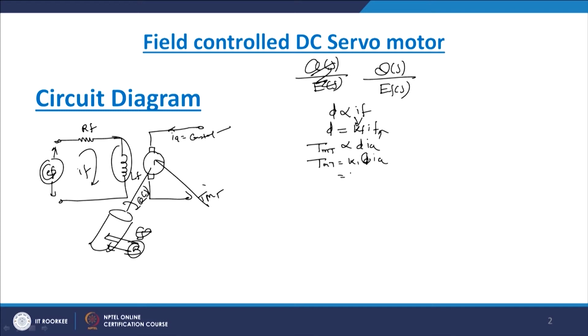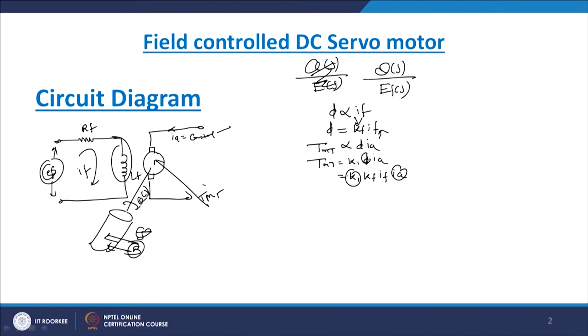So, we write K1 into Kf into If into I. Now we want the motor torque with respect to some parameters. In this case the armature current is constant, this K1 is constant, this Kf is constant. Therefore, this motor torque we can write as Kt dash into If. Now, with respect to torque we have obtained the expression. How do we handle the other part?